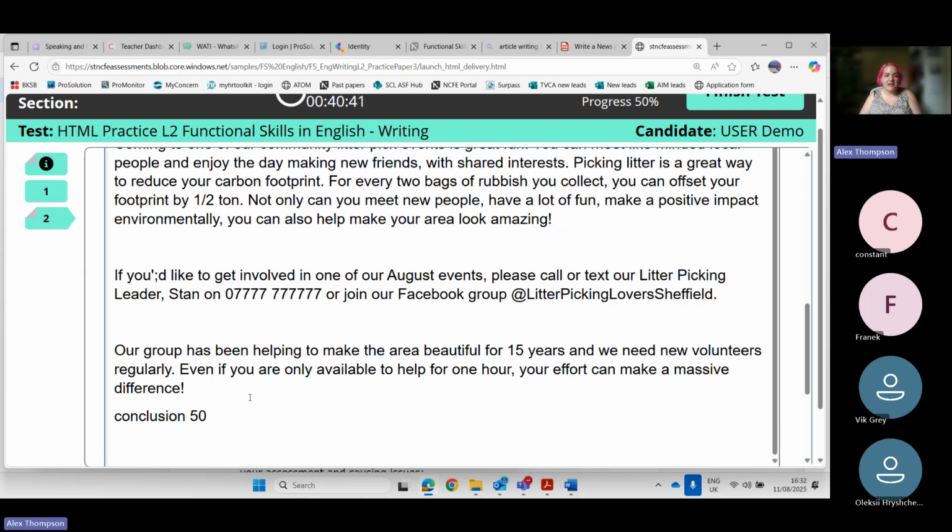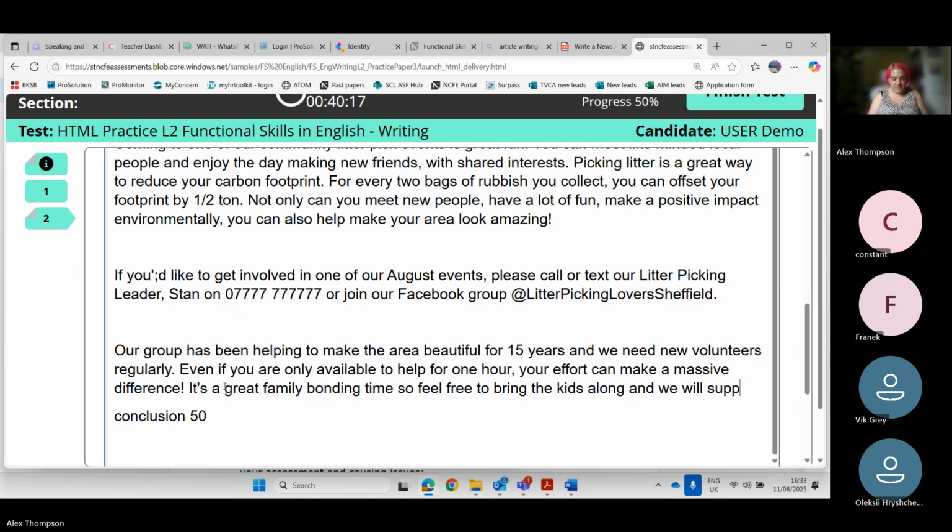So our group has been helping to make the area beautiful for 15 years, and we need new volunteers regularly. Even if you are only available to help for 1 hour, your effort can make a massive difference. It's a great family bonding time. So feel free to bring the kids along, and we will supply their safety equipment. I can't think of a better word for the litter grabbers.